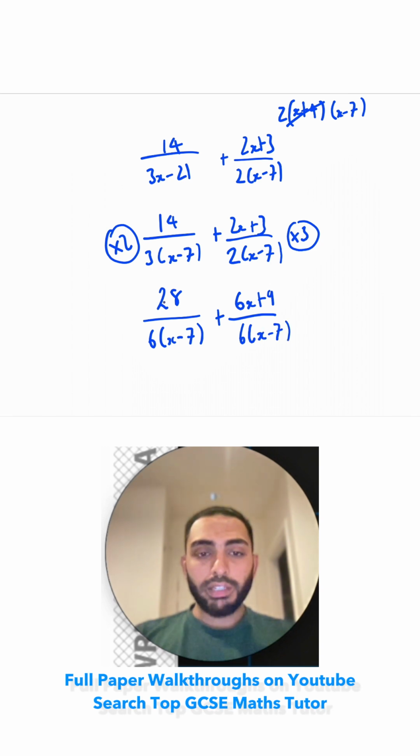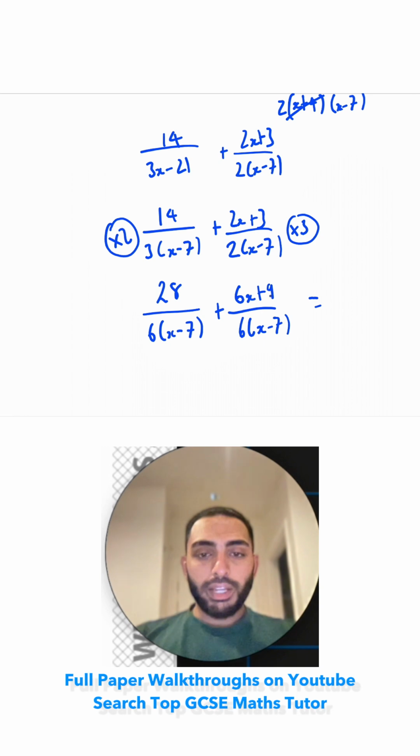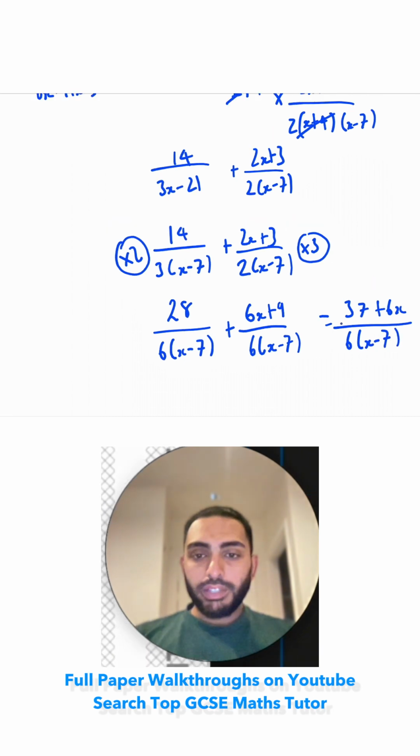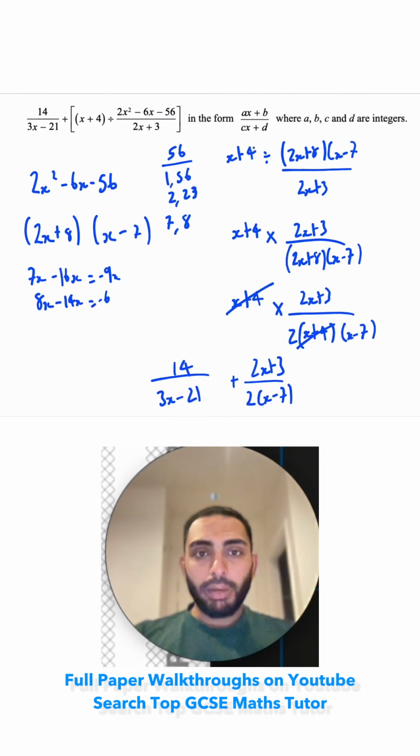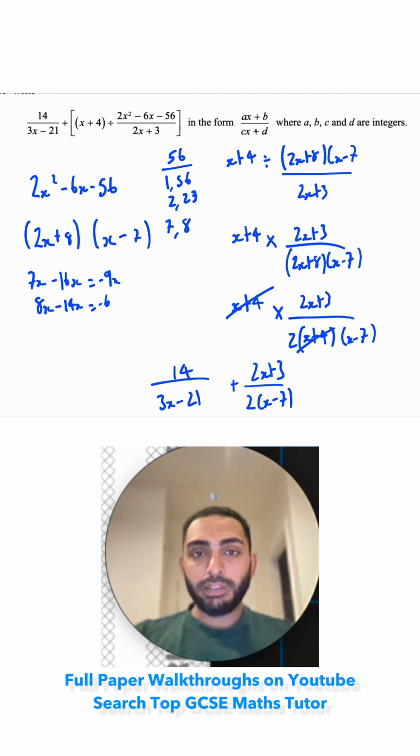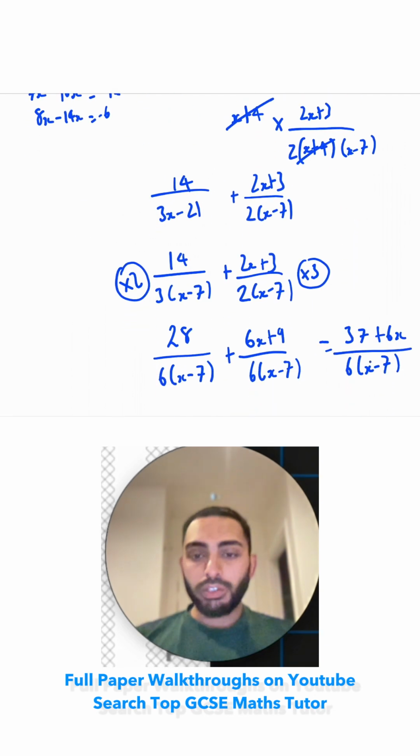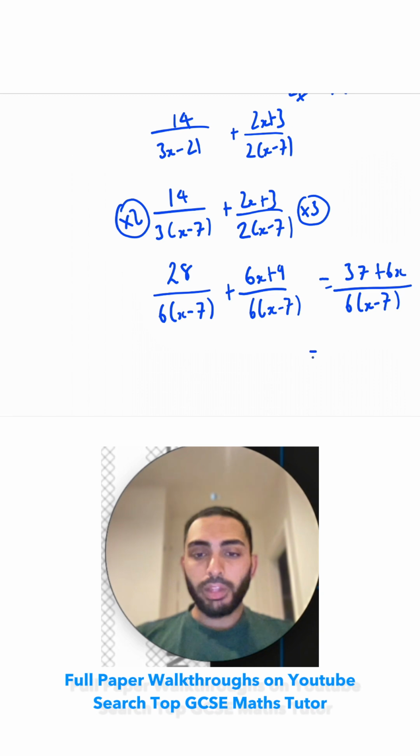So now I have common denominators, I just need to add my numerators up. 28 and 9 is 37, plus 6x, over 6 bracket x minus 7. Just taking a look at this, can I simplify anything here? Can I divide through by anything? There's no common factors, so all I need to do is make sure my answer is in this form, ax plus b over cx plus d. So I need integers for all of this, and we're just going to have to expand out this bracket on the bottom. So the numerator stays the same, 37 add 6x, over 6 multiplied by x, 6x, 6 times negative 7 is negative 42. That's my final answer.